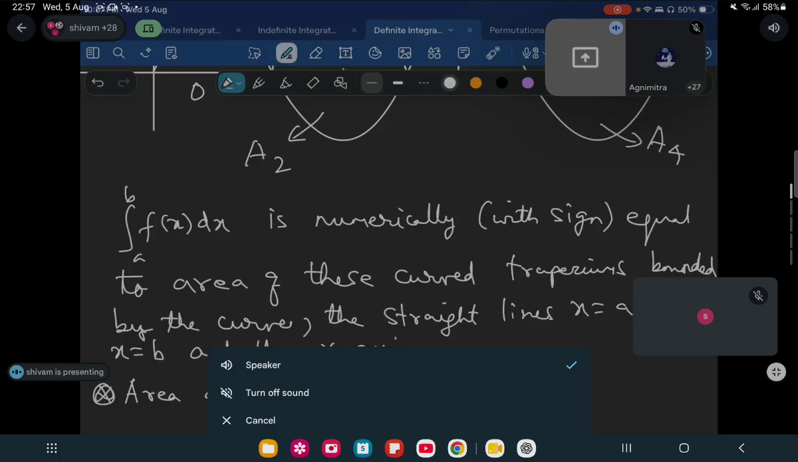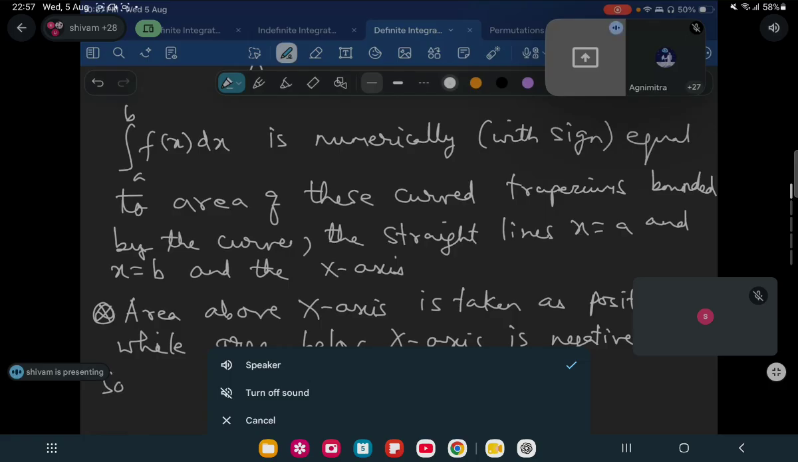The area above the x-axis is taken as positive, while the area below the x-axis is negative. So this is only for the calculation.